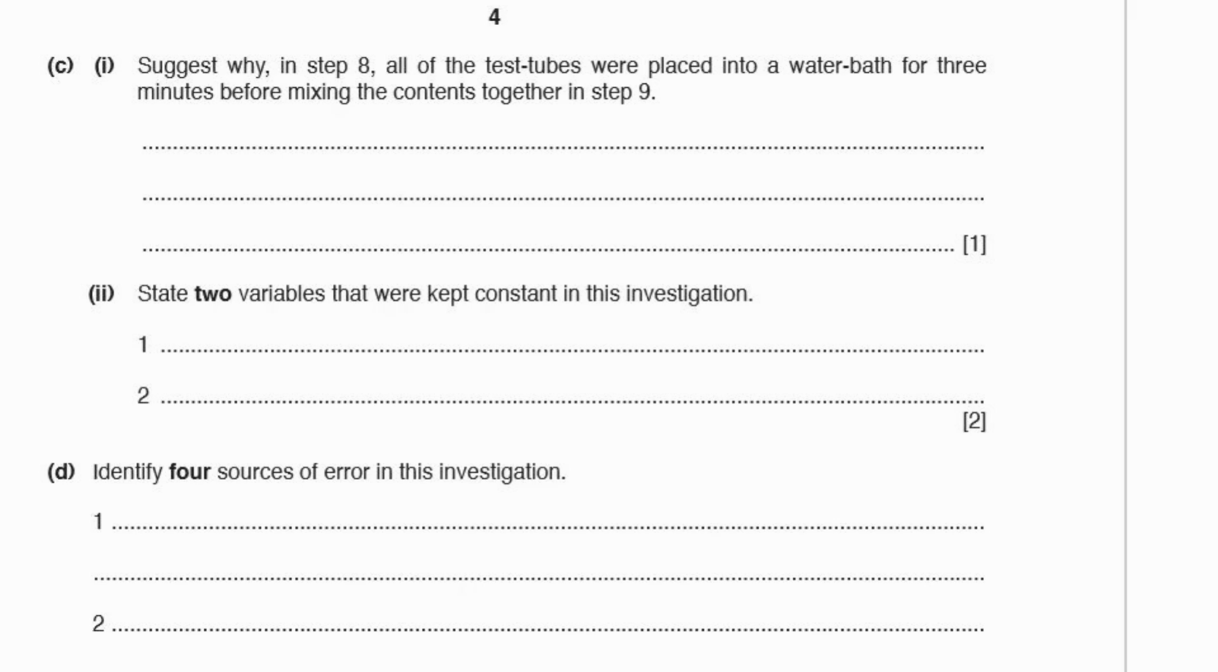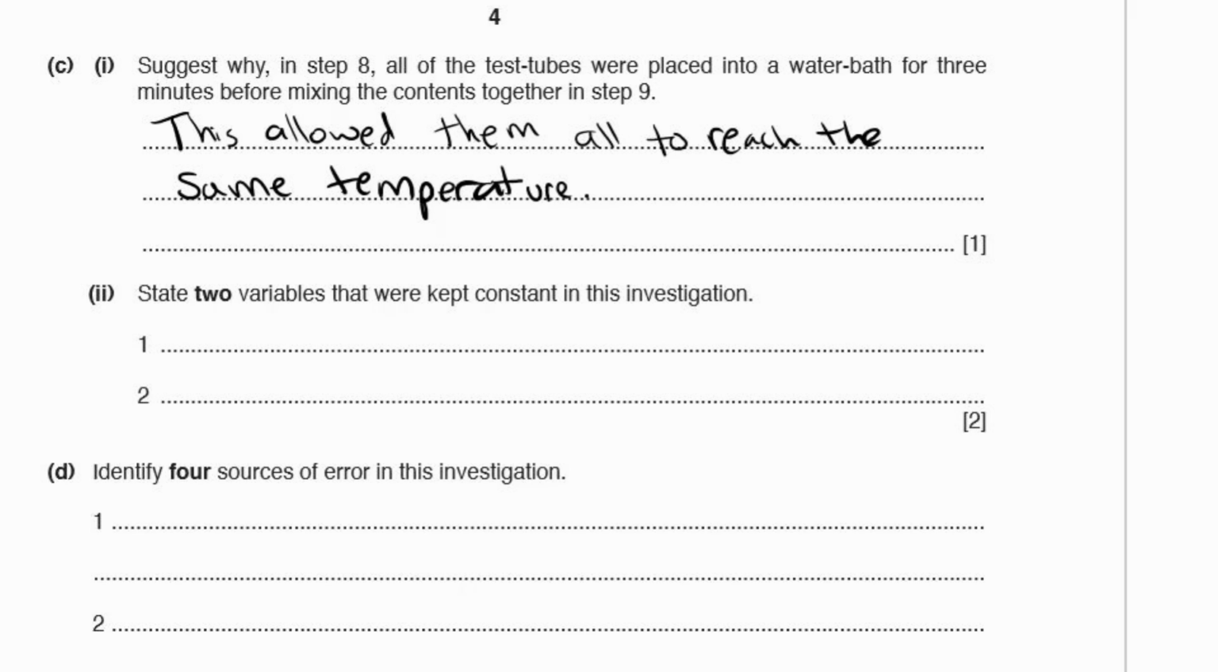Part C1. Suggest why, in step 8, all of the test tubes were placed into a water bath for 3 minutes before the contents were added together in step 9. Before mixing the contents together in step 9. Okay, the reason for that is because it gives time for all the solutions to equilibrate, for them to all reach the same temperature. Okay, so this allowed them all to reach the same temperature.